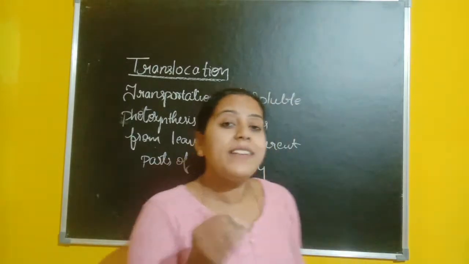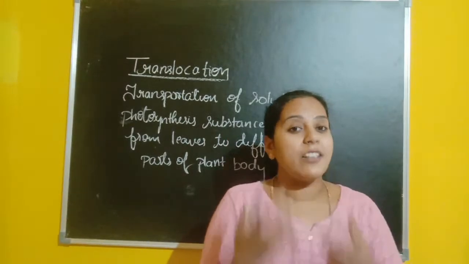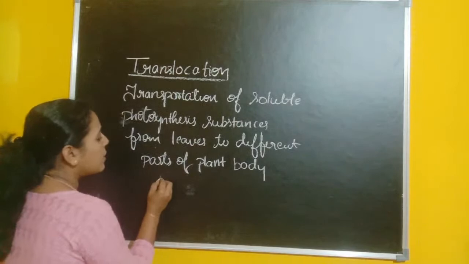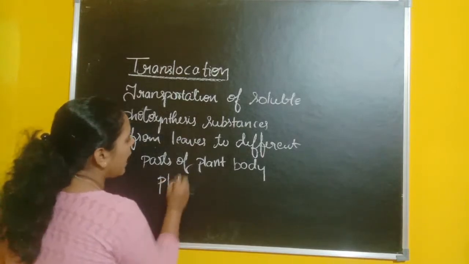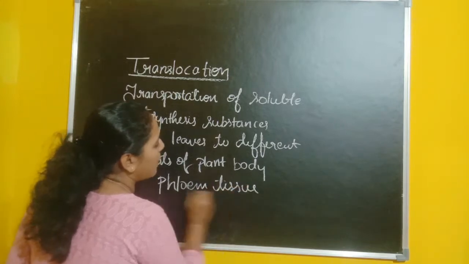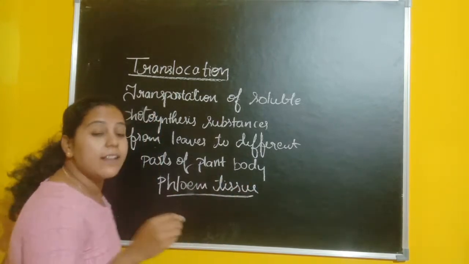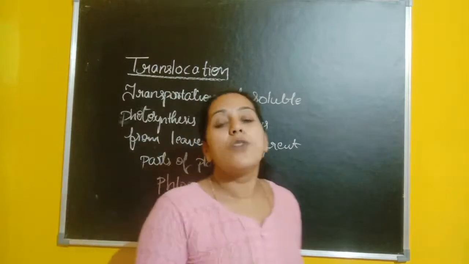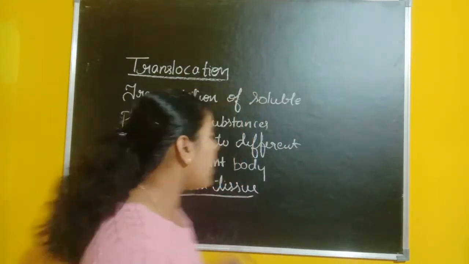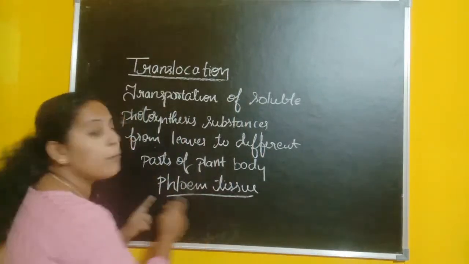So how does this food get transported? See, the food gets transported with the help of the phloem tissue. With the help of the phloem tissue, the food gets transported. That is, the soluble products of photosynthesis get transported with the help of phloem tissue.